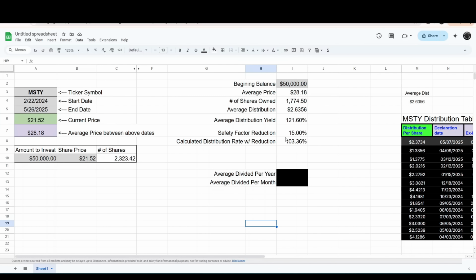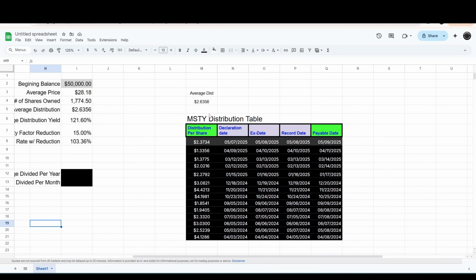Then in the middle of the screen, we've got a beginning balance. Here we would enter whatever amount we want to start off with. The average price is the average price from the start date and end date that we've plugged in over here. The number of shares owned is the number of shares you would be able to buy using that average price and the beginning balance, which we're showing right now at $50,000. That would allow you to purchase 1,774.5 shares. The average distribution is being pulled from this table.